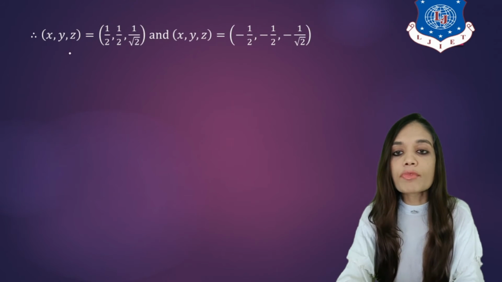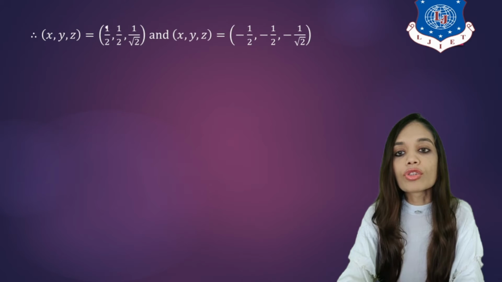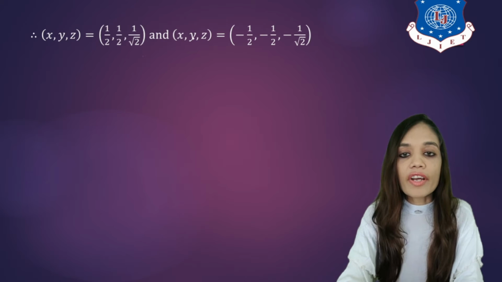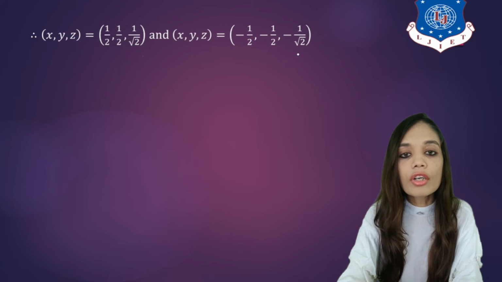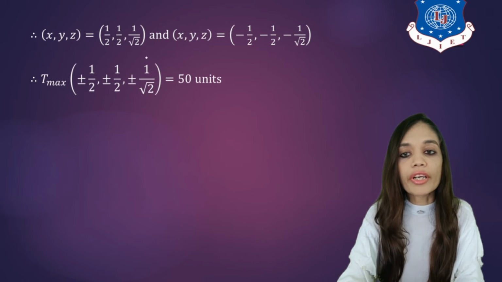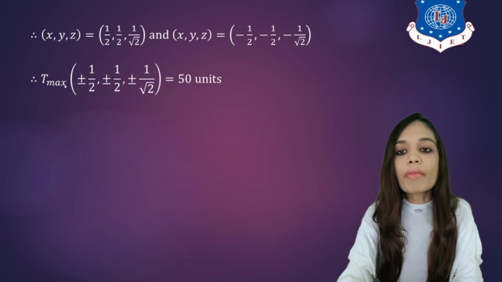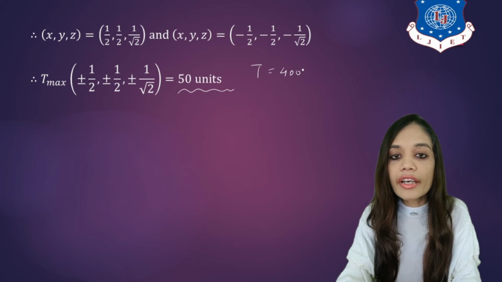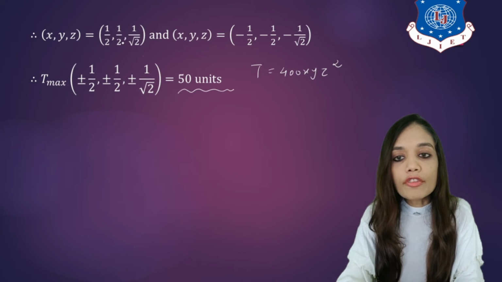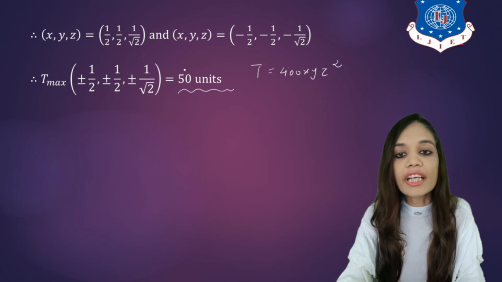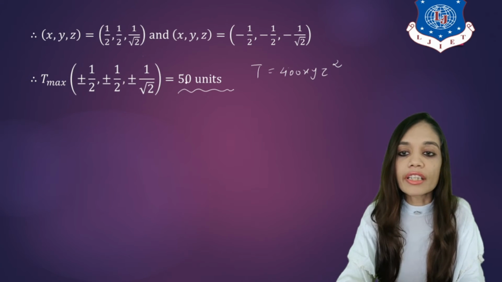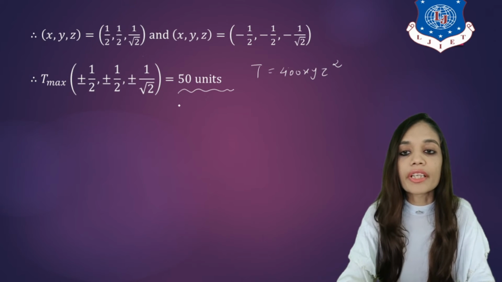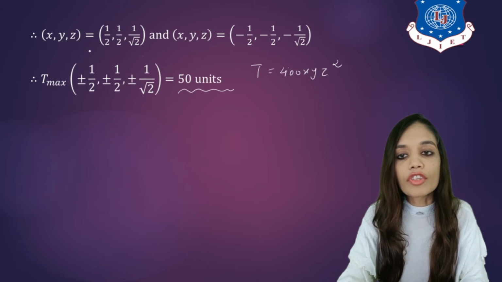Therefore we will get two types of points, that is x, y, z is equal to 1 upon 2, 1 upon 2 and 1 upon root 2. And x, y, z will be equal to minus 1 upon 2, minus 1 upon 2, minus 1 upon root 2. Now we will put both the points in our T. So finally T max will be equal to 50 units because T is equal to 400xyz square. So if you put this point or this point, you will get answer as 50 units only, right? So this is our highest temperature T on the surface of the sphere.